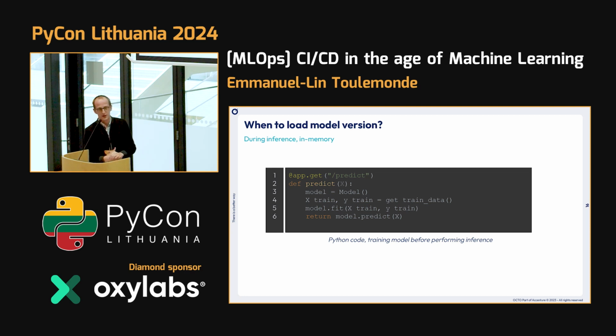So for example, here is my Python code for an API that would do some predict. On line 3, I initiate my model, scikit-learn style. I get my training data on line 4. On line 5, I fit my model. On line 6, I make a prediction and I return it. It works well for a prototype. It might be slow because the training might be a bit slow, but it's a prototype, so maybe it's enough.